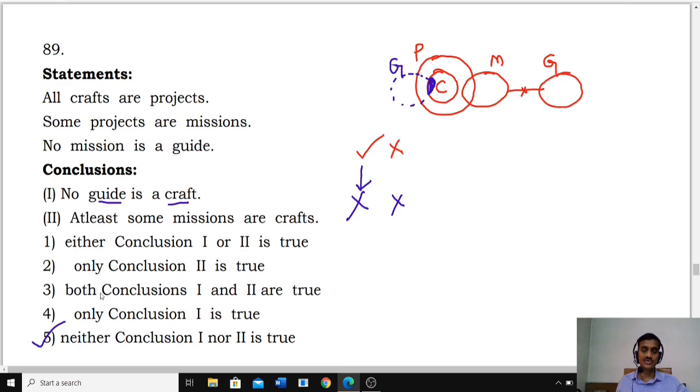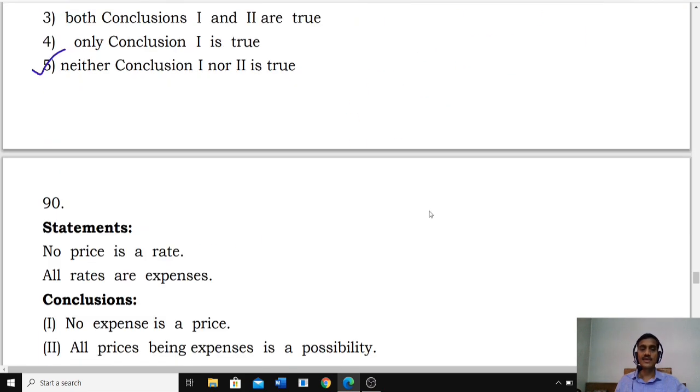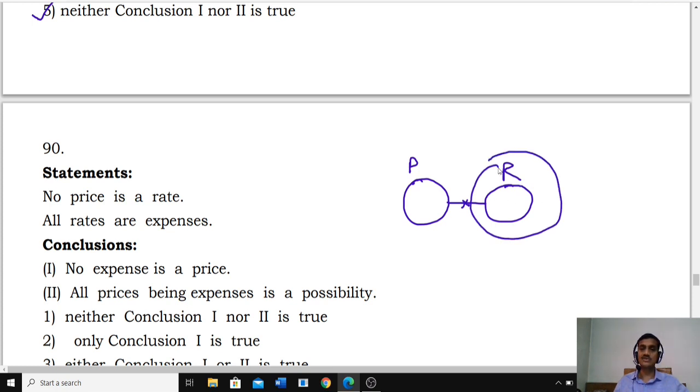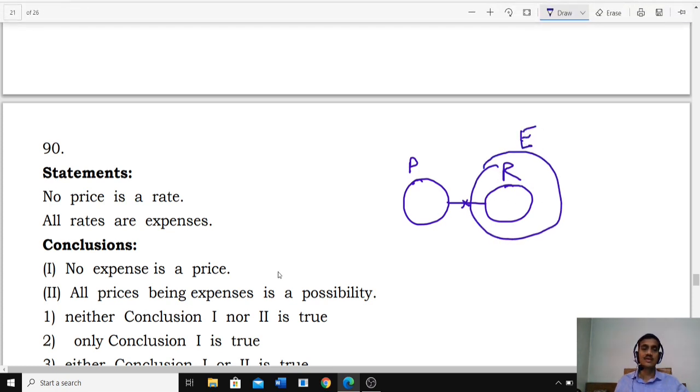Neither one nor two, choice 5 is the answer, 89. Then 90th: no price is a rate. Now this is price and this is rate. No price is a rate. All rates are expenses. All these rates are what? Expenses. No expense is a price. Expense is here, price is here, definitely true. All prices are expenses is a possibility.